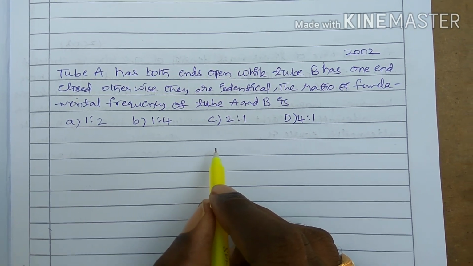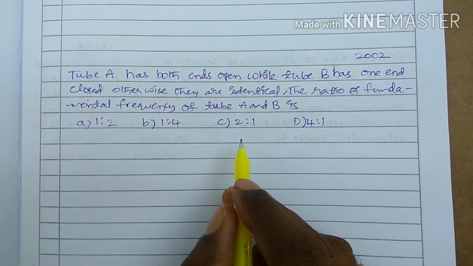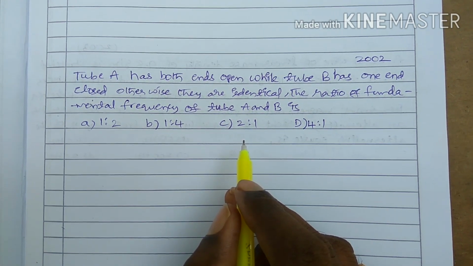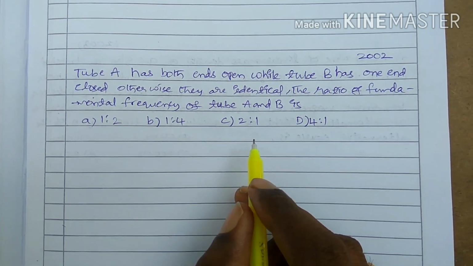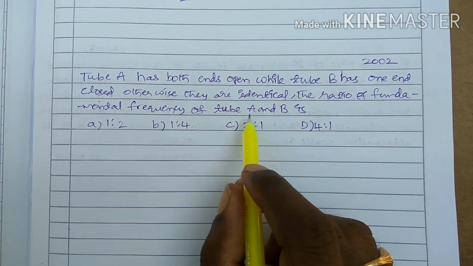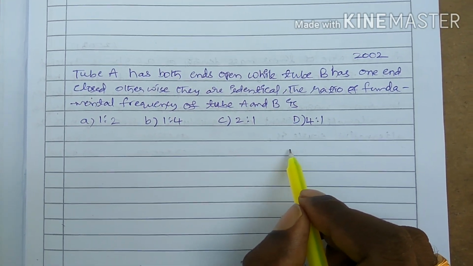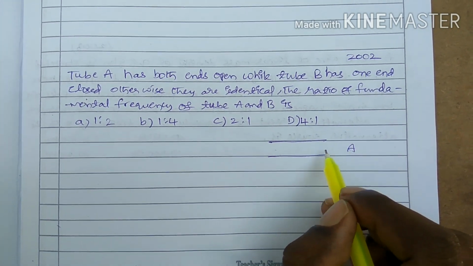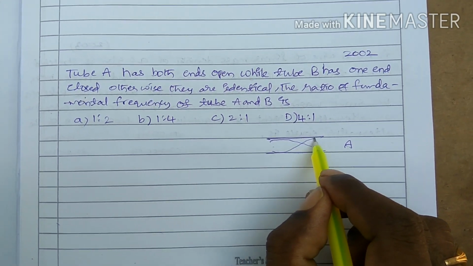Coming to the second question. Tube A has both ends open while tube B has one end closed. Otherwise they are identical. The ratio of fundamental frequency of tube A and tube B. So taking tube A, it has both ends open. This is the tube A having open at both ends. Then the first loop should be in this pattern.